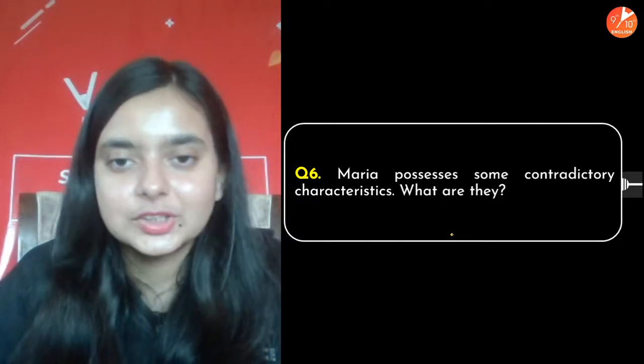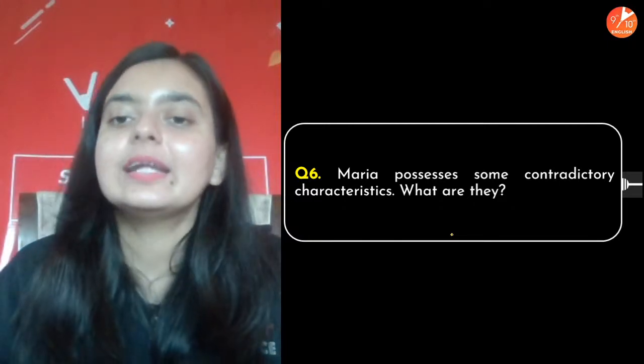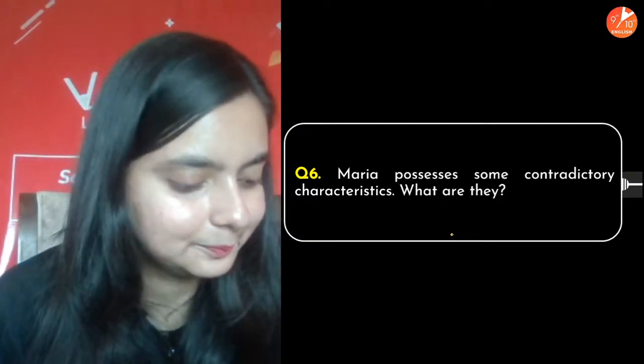So now we have the question: Maria possesses some contradictory characteristics. What are they? Quickly tell me.